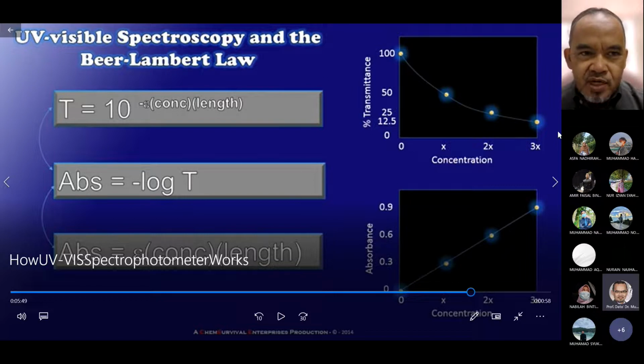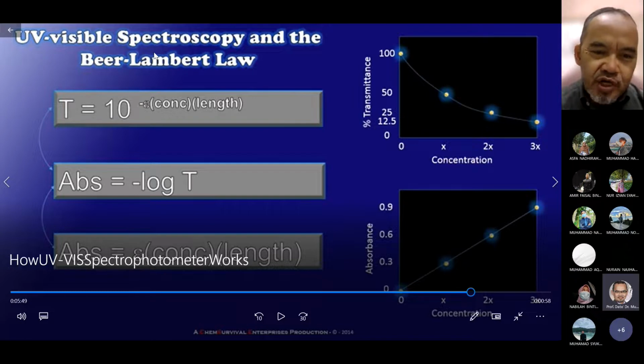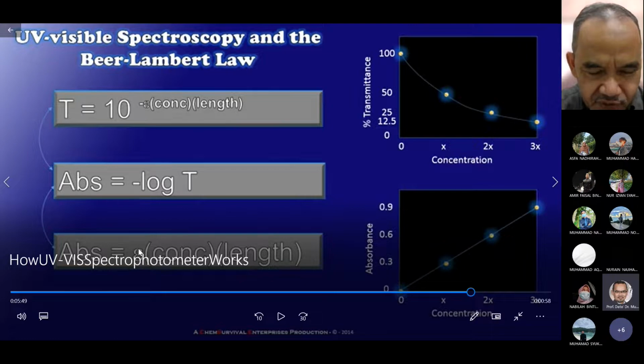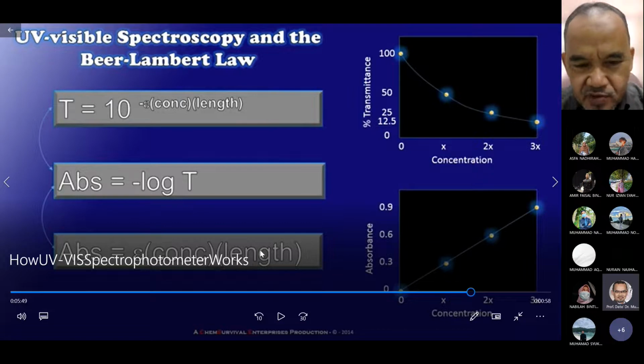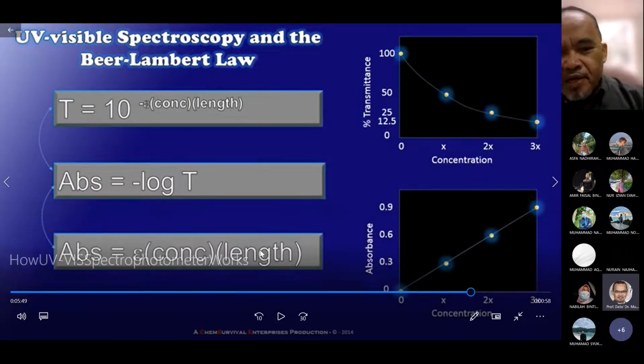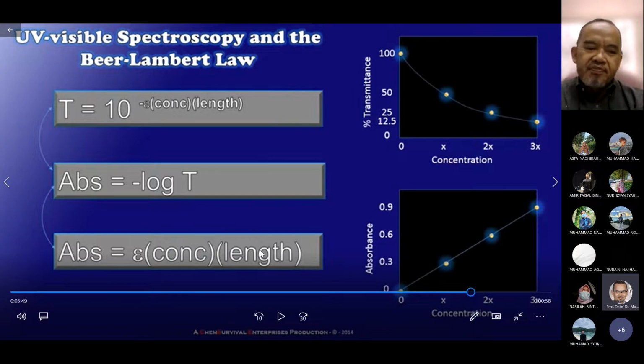But like what Beer and Lambert did, they introduced a new parameter called absorbance, and they defined absorbance as minus log T. Once they replace this in the equation, they can simplify it to: absorbance equals absorptivity, which is a constant, times concentration times path length. Conventionally, we agree the path length is set to 1.0 centimeter.